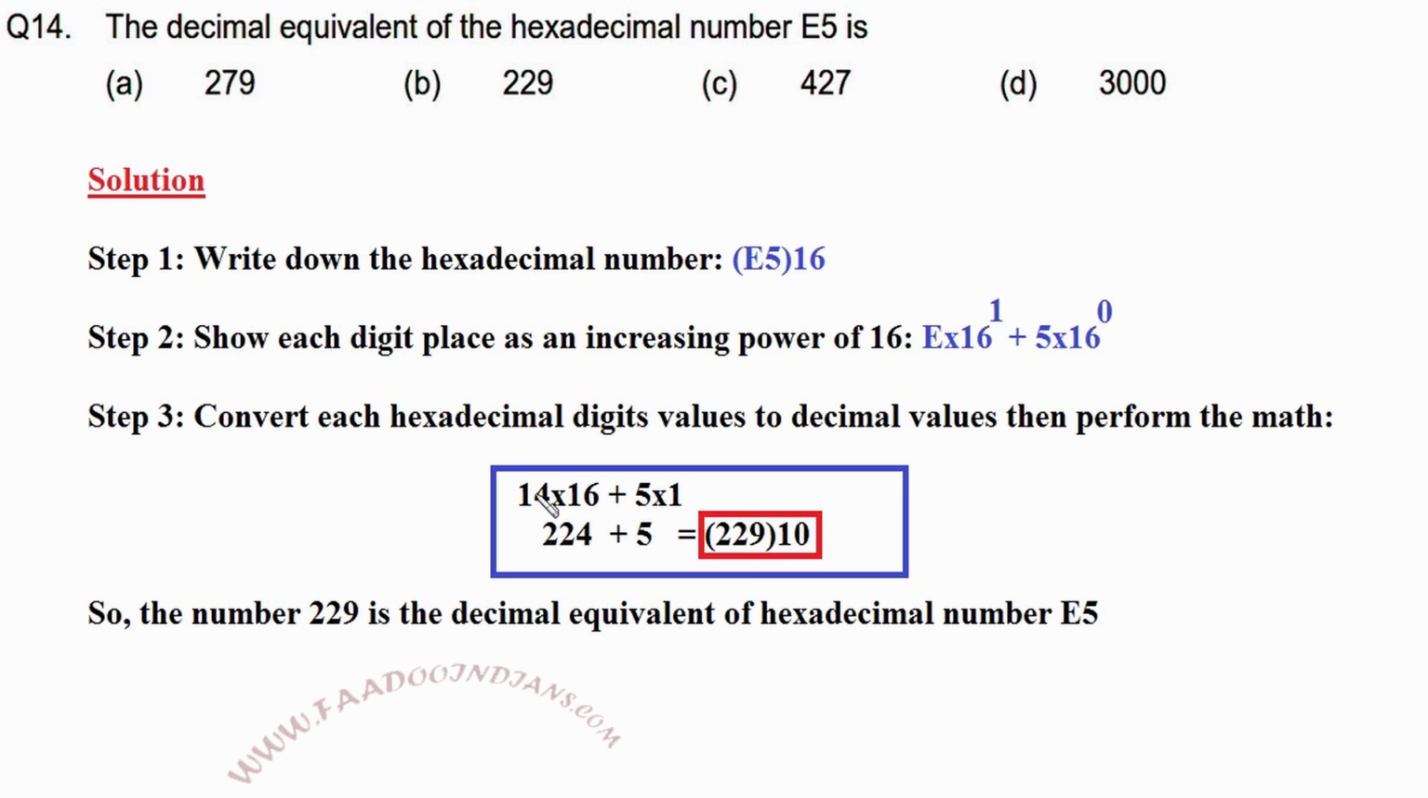So for E, we have 14. 14 represents E, multiplied by 16, plus 5 into 1. So it gives 224 plus 5, which is 229, to the base 10. This is the converted number.